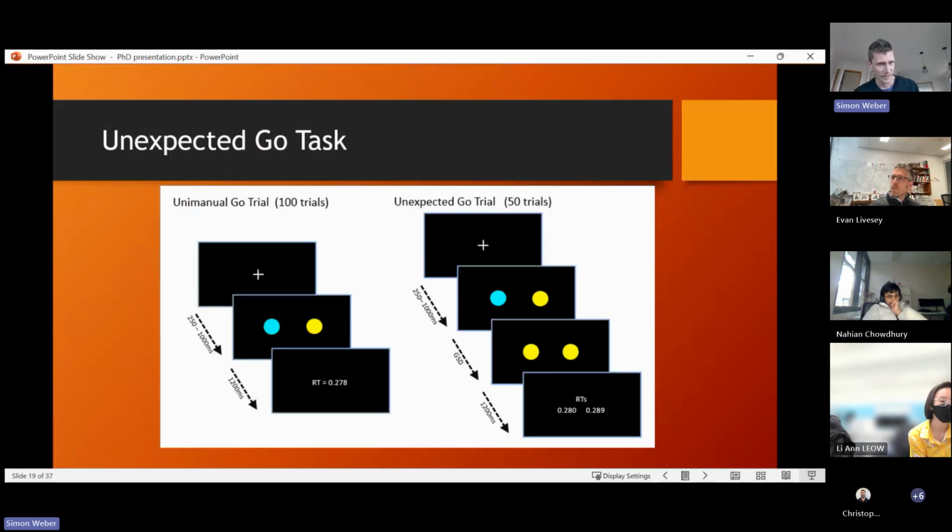So we had another task here in this other experiment that I'm going to describe called an unexpected go task. And this had no stopping in it at all. So the go stimulus was a choice reaction time task. So here you're responding on the side of the yellow circle. And then on a subset of trials, the same proportion as was used in the stop signal tasks, the blue circle, which indicated don't respond on this side, would change colors to yellow, and a movement would need to be made on that side as well.